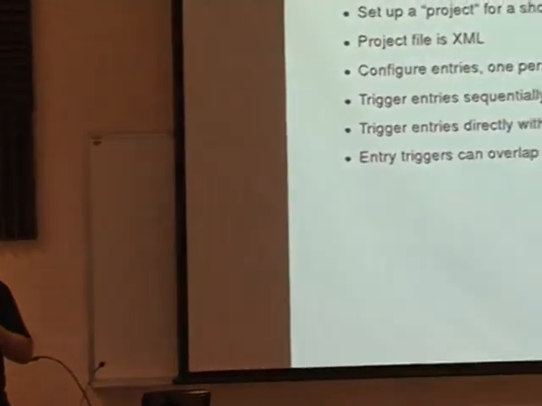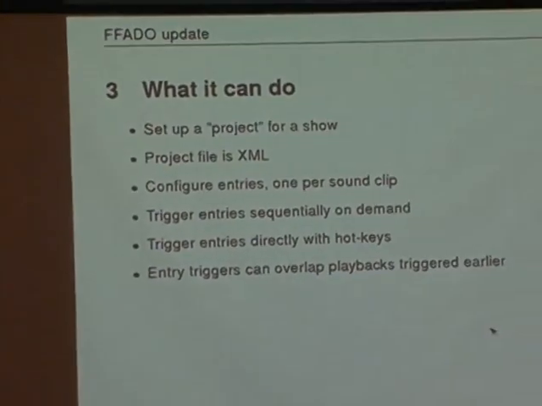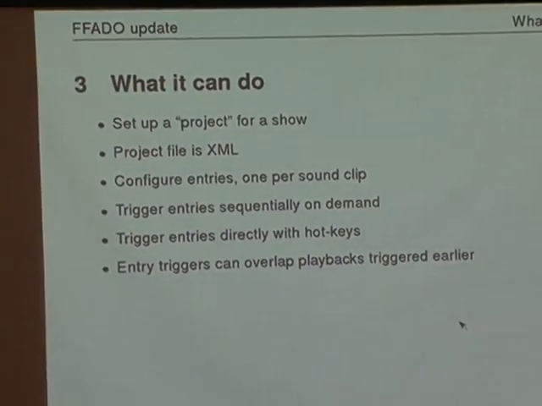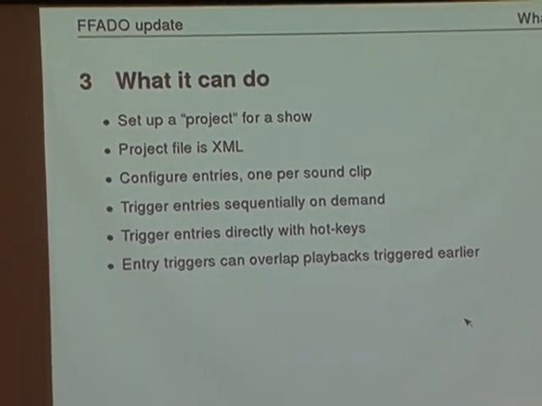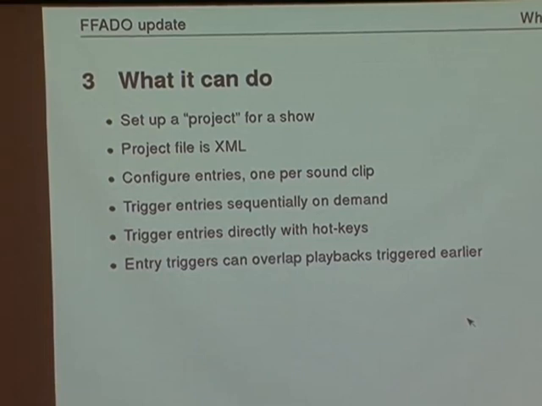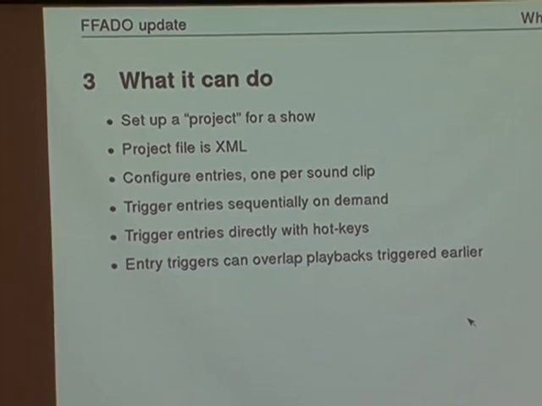For a given theatre program, you set up a project for the show. The project file is XML, a very simple syntax, which is helpful because at the moment the UI that I inherited is a little bit difficult if you've got a whole bunch of effects to add. It's actually much easier to do it programmatically by editing the XML file than within the GUI. I hope to change that, but that's the way it is. Because it's XML, that makes it possible.